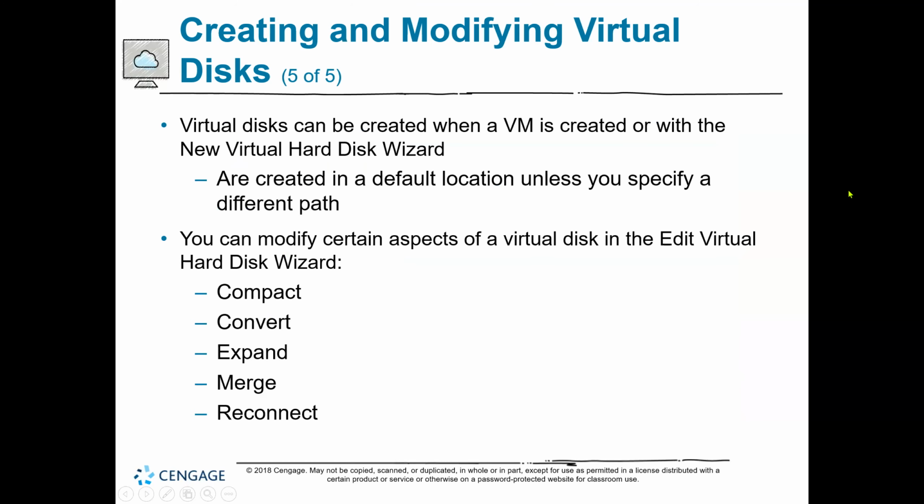A new virtual disk can be created when a VM is created or with your disk wizard, and then you can create a default location unless you specify a different path. You can modify certain aspects of a virtual disk in the Edit Virtual Hard Disk Wizard. Compact, convert, expand, merge, or reconnect are the other options you can do.